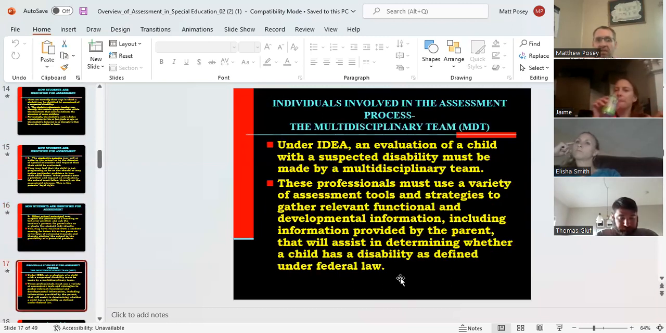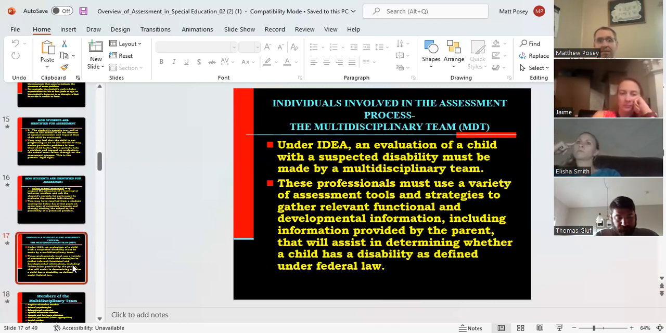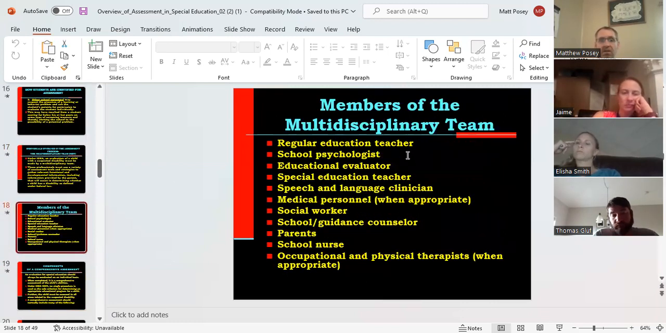Okay, so a couple things here to note. Under IDEA guidelines, evaluation of a child with a suspected disability must be done under the guidance of the multidisciplinary team. You're going to have a variety of professionals involved collecting data even before you get to that testing phase. So remember that it is a process.